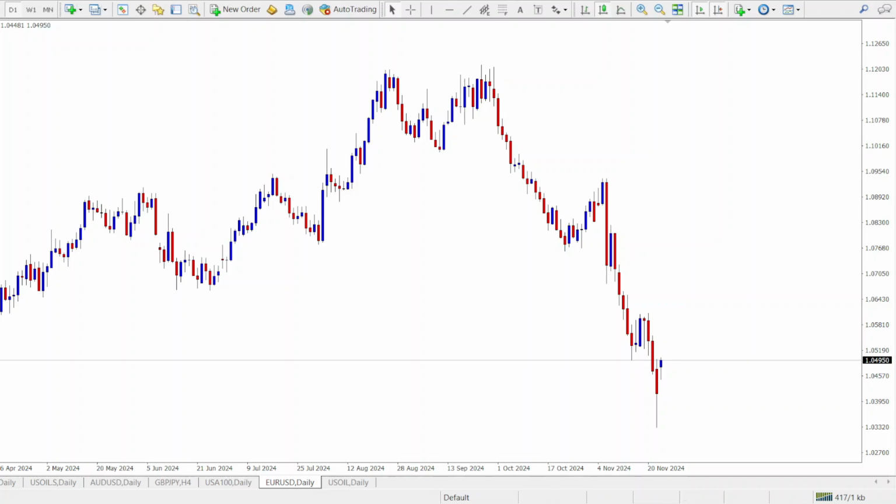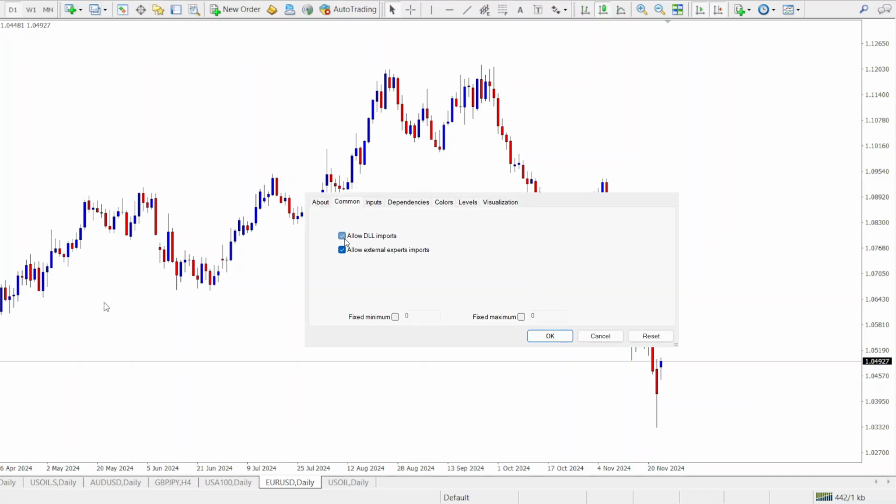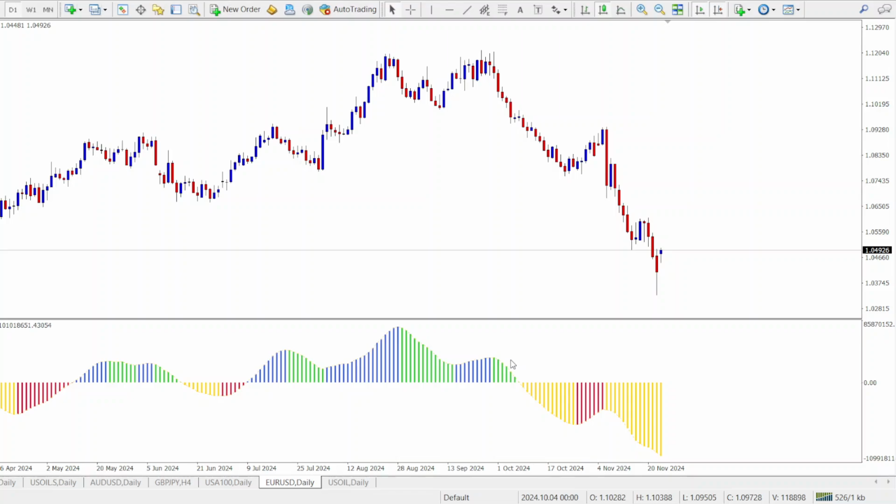So I'm just going to be adding the indicator to the chart right away. It is a custom indicator, meaning you will have to download it from an external source, after which you will need to add it to your indicators library for your MT4 terminal. After you have done that, then you will be able to add the indicator to your chart. Okay, so here we go, the tick volume indicator.